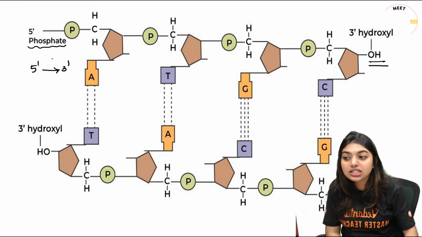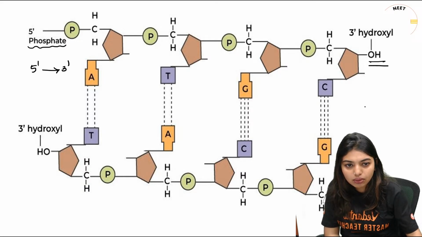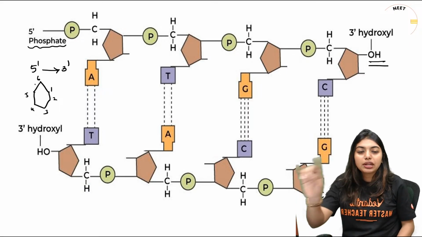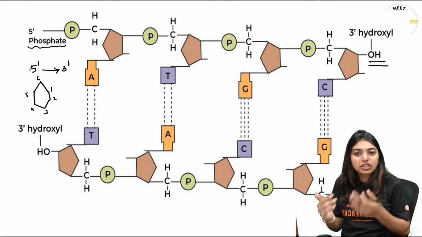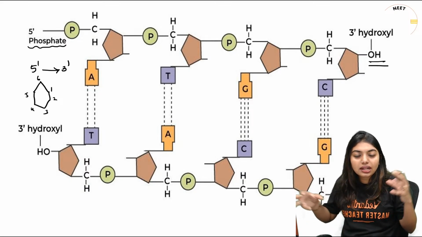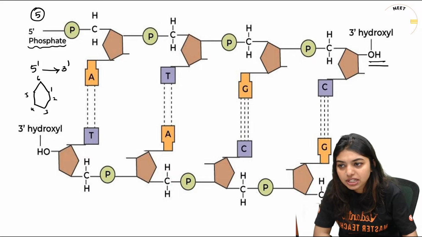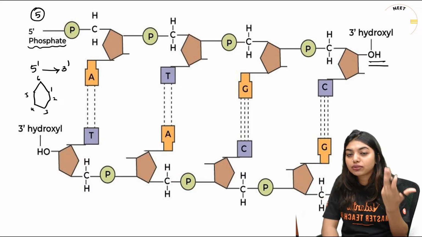Now, why is this prime mentioned? See students, this is not given in any of your textbooks, this is just additional information. Now imagine this is your pyrimidine. Pyrimidine also has 1, 2, 3, 4, 5, 6 numbers. Here, if I don't mention 5-prime, I will not understand that it is the end of the DNA. If I just put 5, it could be the 5th of the pyrimidine or the 5th of the adenine or purine or guanine, whatever.